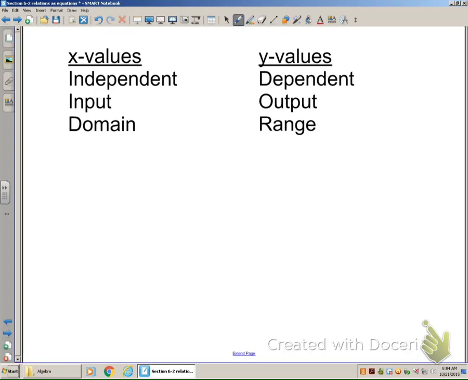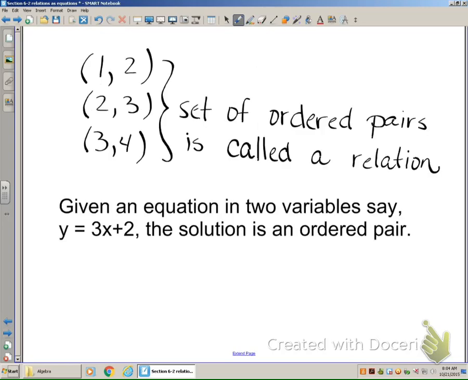Just a little refresher, the different names for x values: the independent variable, the input, and we talked about this one a lot yesterday, the domain. The y values are known as dependent variables, the output values, or the range. And once again, we know that a set of ordered pairs is just called a relation.